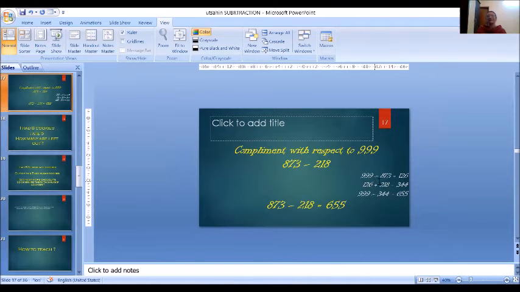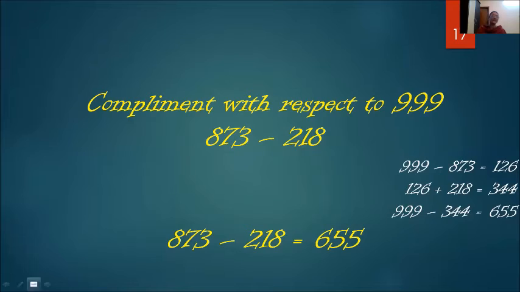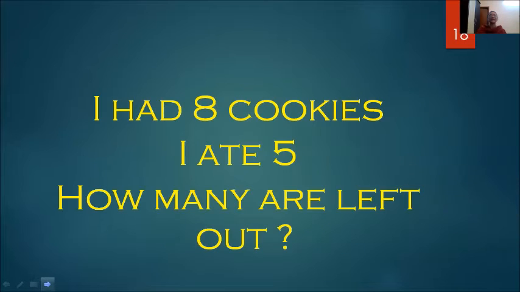So the complement of 873 with respect to 999 is 126. And then this 126 is added to 218, we'll get 344. And then the complement of this is 655. So this is how your subtraction is done by the calculators and also the computers.